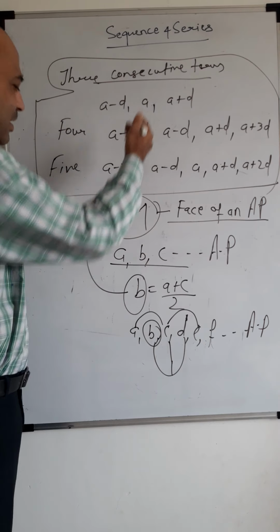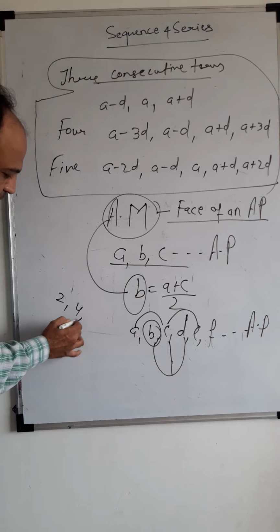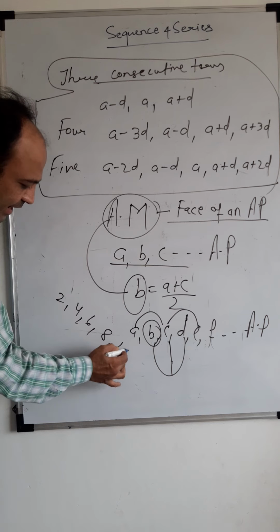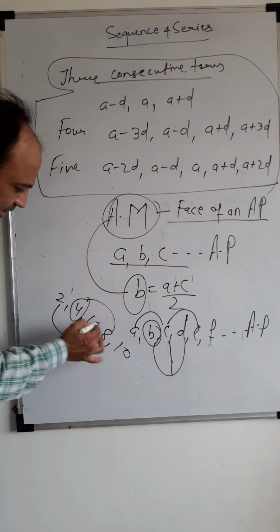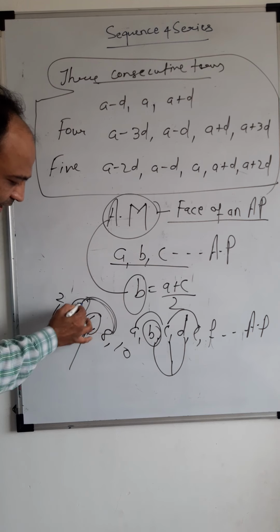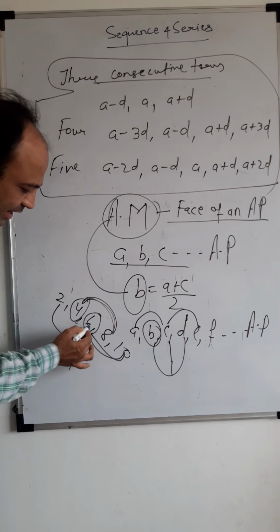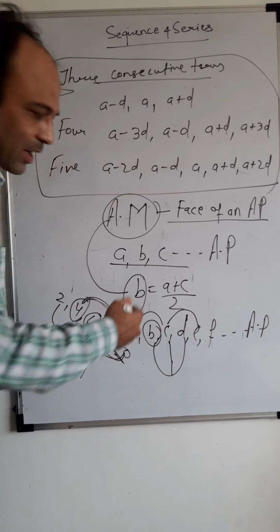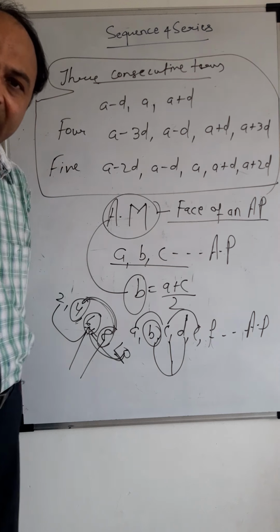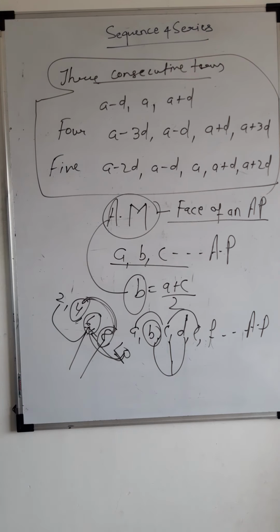Take an example, you will come to know: 2, 4, 6, 8, 10. So 4 is the arithmetic mean of 2 and 6, fine. 6 is the arithmetic mean of 4 and 8, fine. 8 is the arithmetic mean of 6 and 10. So n number of arithmetic means we can insert in an AP, correct? So this is the basics of arithmetic progression.